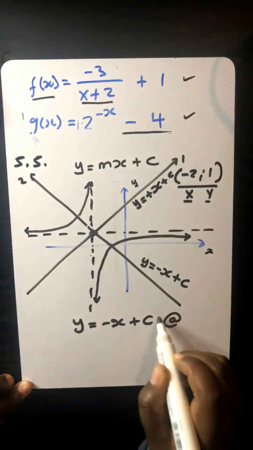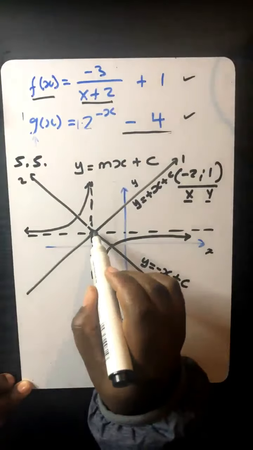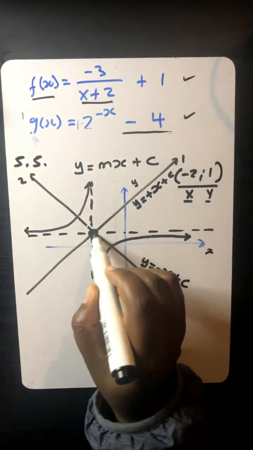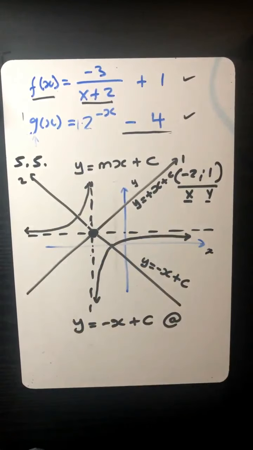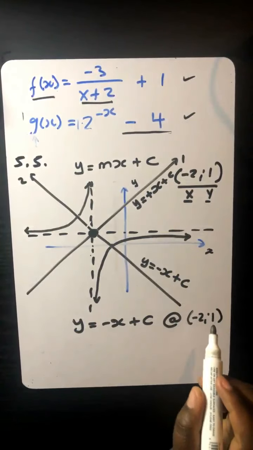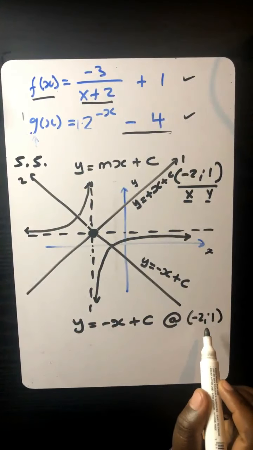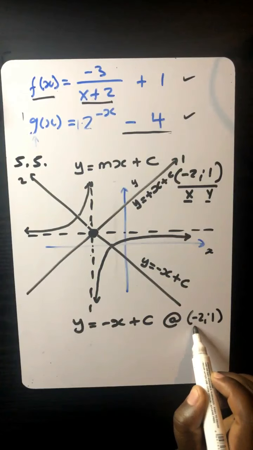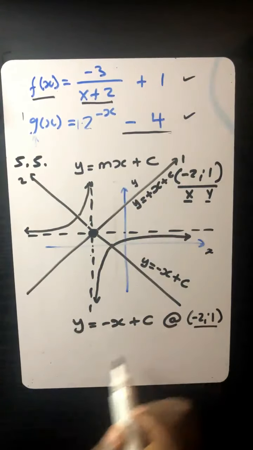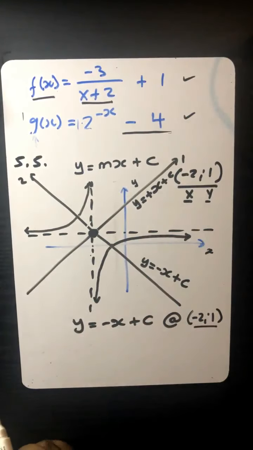Dumelo, you said this line is passing through a point. So what are the coordinates of that point? It's negative 2 and 1. So what you do, Dumelo, is just substitute this into the equation and solve for C. Then after you have C, you just rewrite it in the correct form. That's how you score full marks for this question.